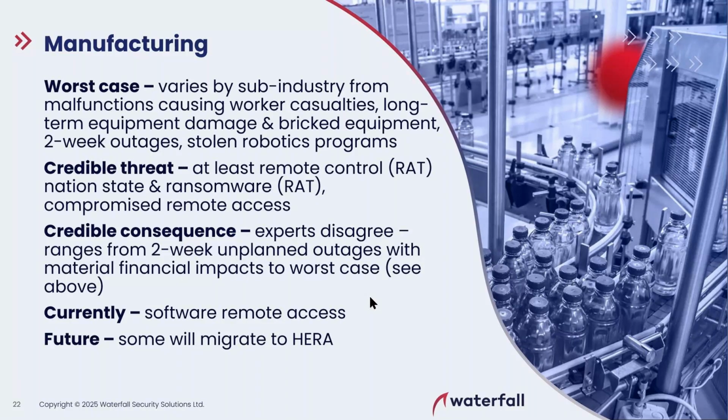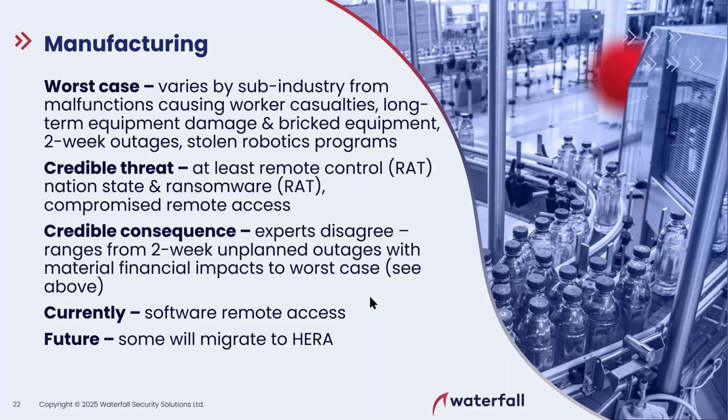Credible consequences, well, a lot of the time the factory is designed so it's really hard to damage anything and it's really hard to kill anyone. So the credible consequences tend to be acceptable. What's manufacturing do now? They use software remote access. Are they going to use something stronger? They're going to continue using remote access. They don't see the risks as that serious.